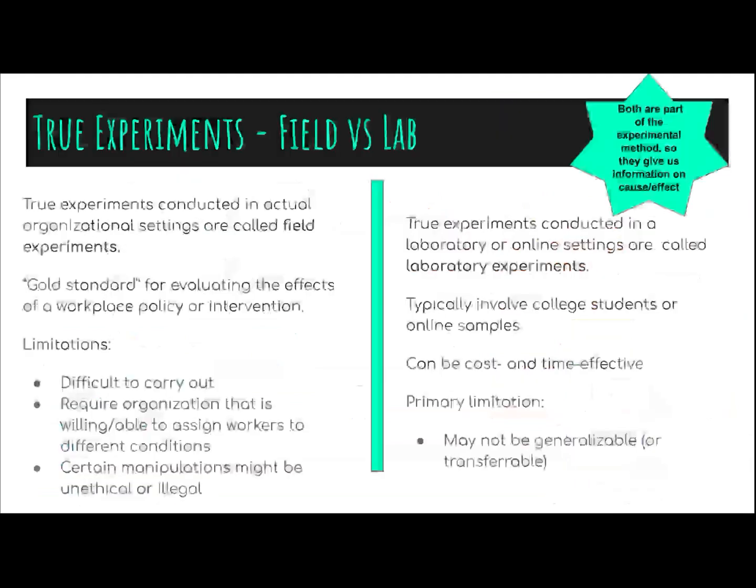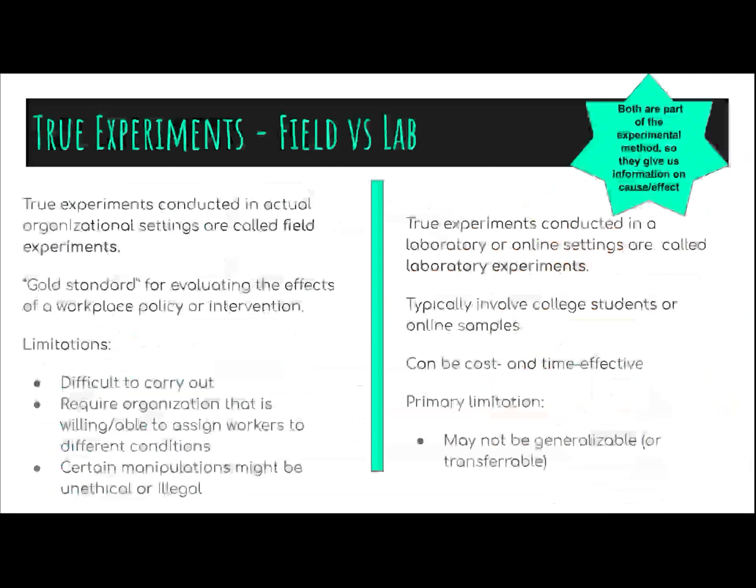There are 2 types of true experiments. Since both are experiments, they can both be used to study cause and effect, but they're done in different places. A field experiment is done in the field. In organizational psychology, the field is the workplace. This is the gold standard, the best way to evaluate the effects of workplace policy or intervention or training because we actually study it in the real world, in the workplace.